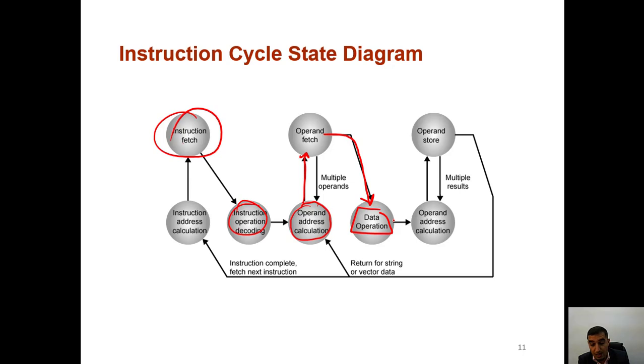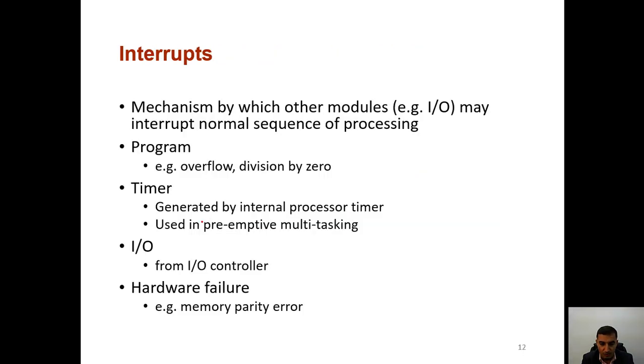Then we go and calculate where we are going to store our result. So we need the address of the result. Sometimes you need to calculate it, sometimes it's already there, or basically the destination. Then we go and store our result. After the result is stored, we go back and check our instruction address calculation or our program counter. So this is basically the instruction cycle state diagram. It depends on different instructions and different cycles, but it's quite straightforward.